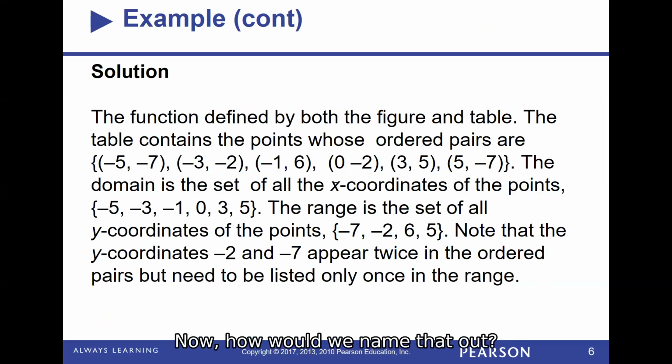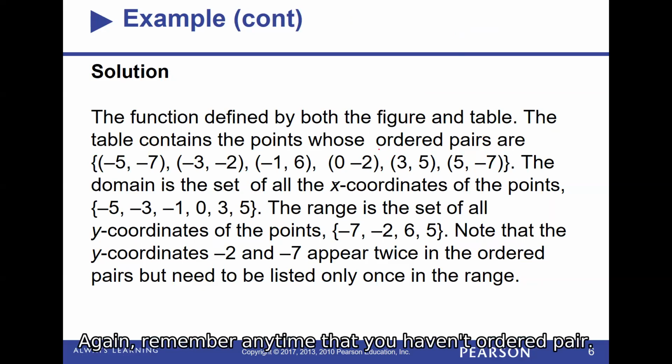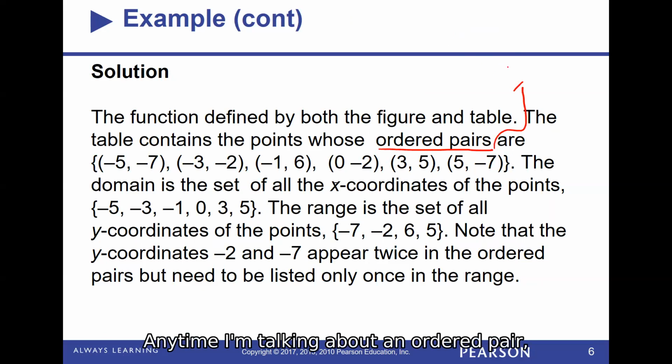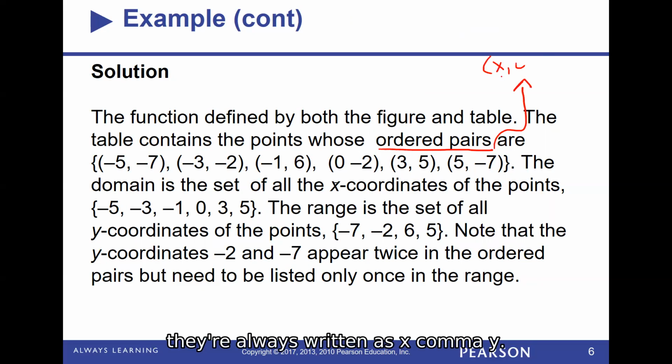Okay, now, how would we name that out? So normally when you see it in either one of those formats, I would strongly suggest write down what all those ordered pairs are. And again, remember, anytime that you have an ordered pair, let's make a little note here. Anytime I'm talking about an ordered pair, they're always written as x comma y. So the x is first, the y is second. Again, my first is the input, the second is the output.